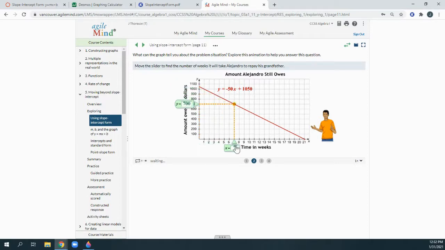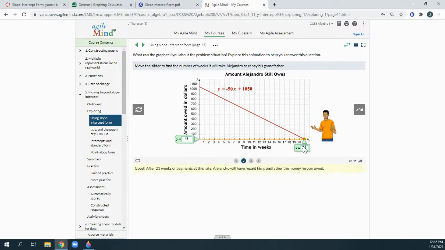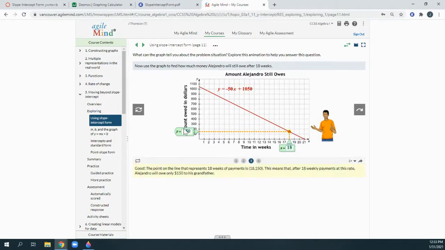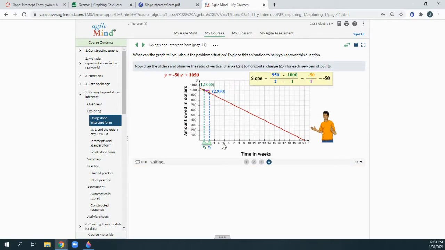I can scoot this all the way over. Well, the amount he owes will go to 0 in week 21. So after 21 weeks, he'll owe $0. That's useful. Okay, we go on to the next thing. What if I want to know how much he'll owe after 18 weeks? Well, I make x be 18. I find that point. He'll owe $150 after 18 weeks. And so this graph is really helpful. I can plug in any number of weeks or any amount that I want to say, and that's useful.